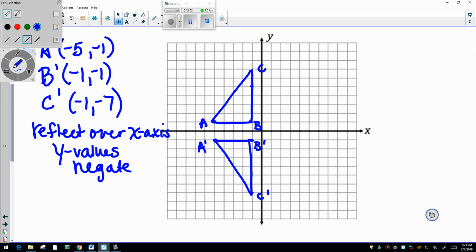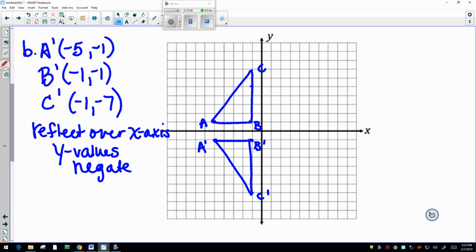Okay, we're going to take a look at letter C, and it says on the same set of axes, we're going to graph A double prime, B double prime, C double prime, the image of ABC reflected over the y-axis. So we're starting back with our original triangle. This time I want to reflect over the y-axis. So same idea, the same number of units in is the same number of units out. So there I can see that's B double prime. Let's take a look at C. I go 1 unit in, I go 1 unit out.